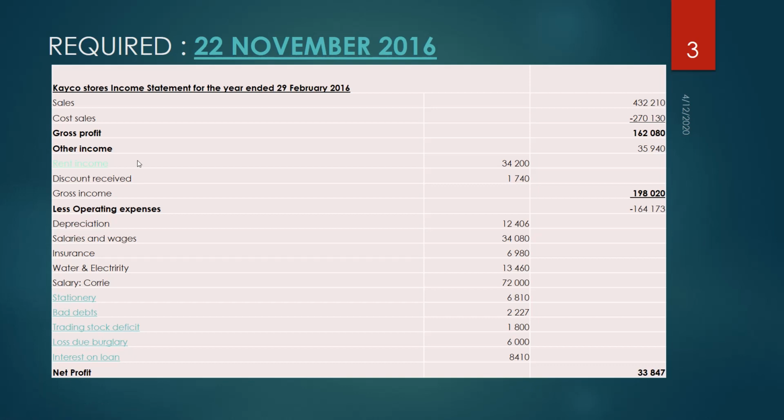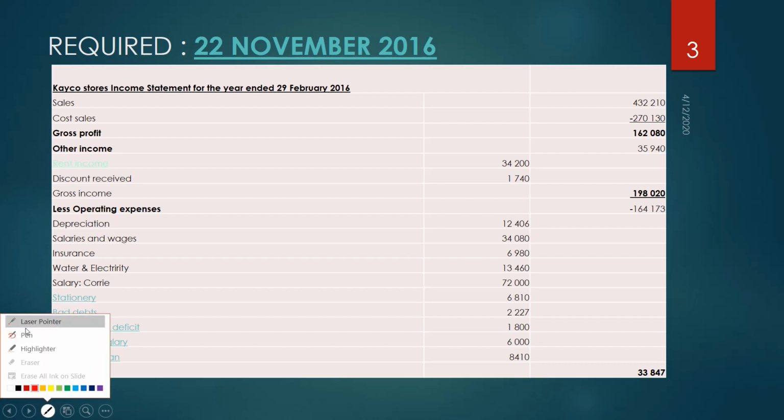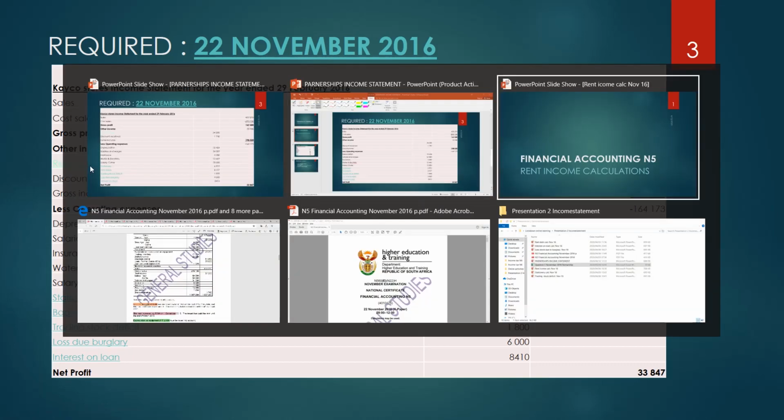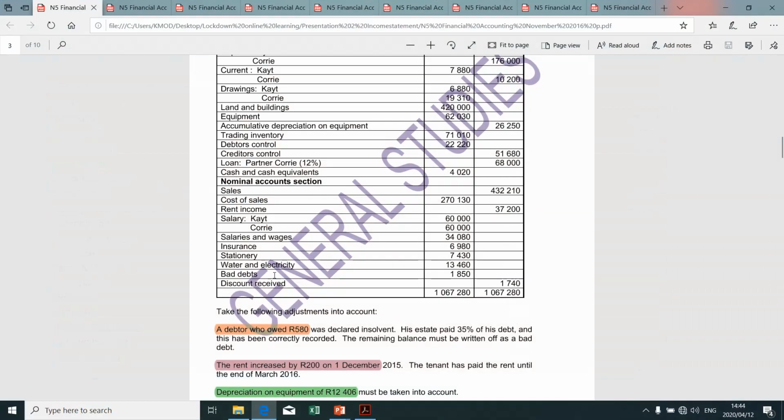The first item being under other income, and it relates to rent income. I quickly want us to go to the calculation of rent income. Before we even go to the calculation, I'd like us to go to the question paper so that you can see the information relating to rent income.